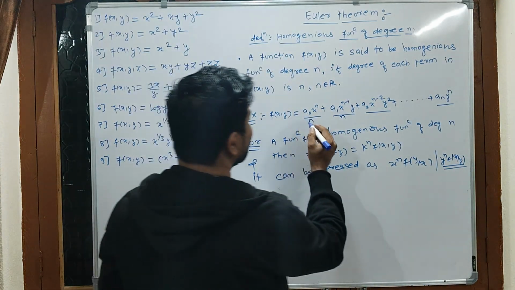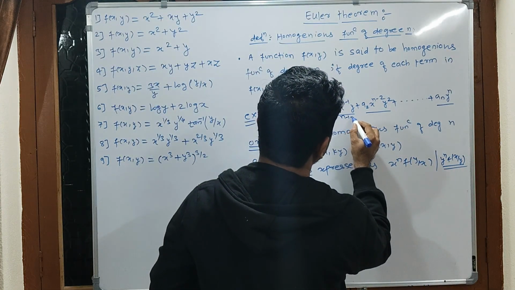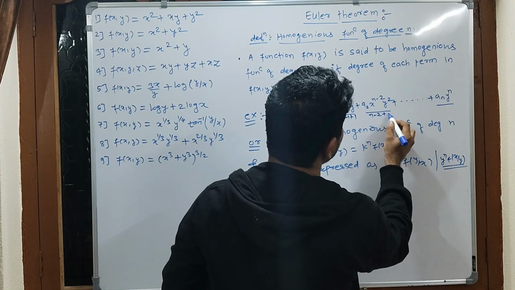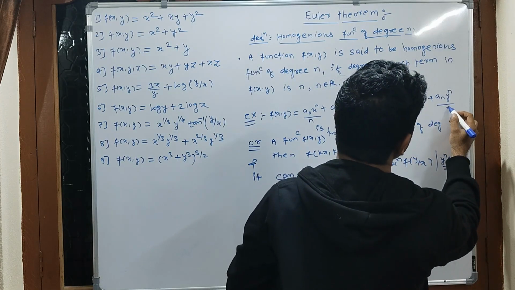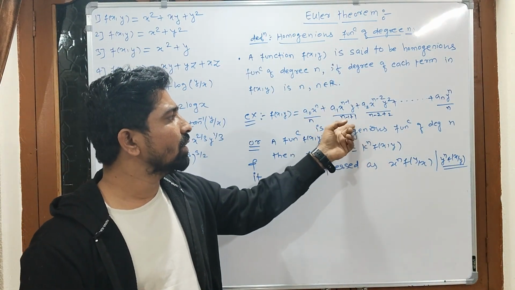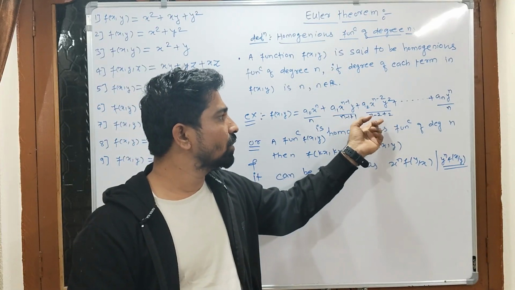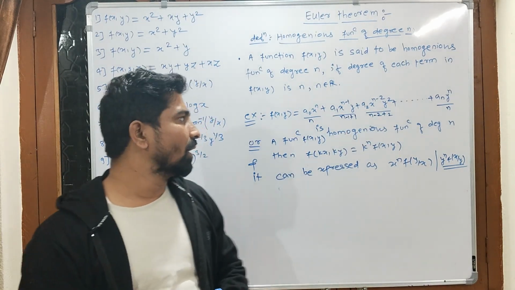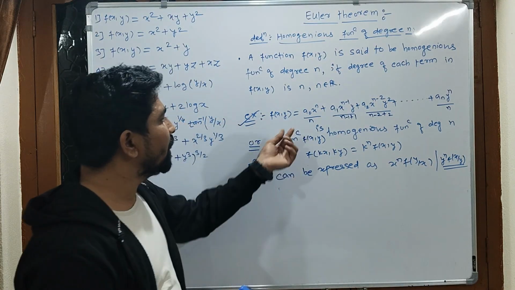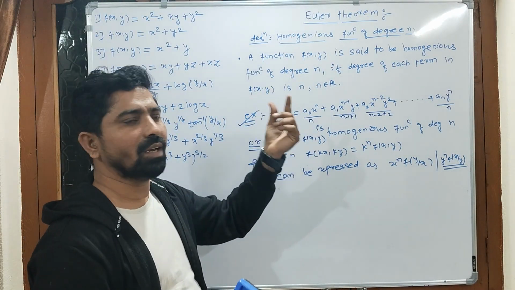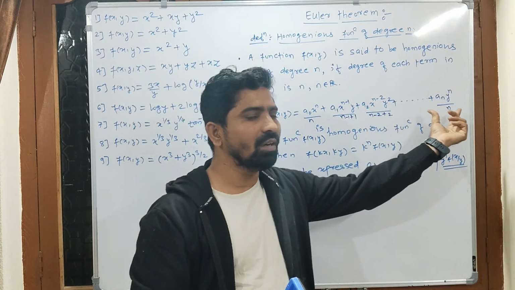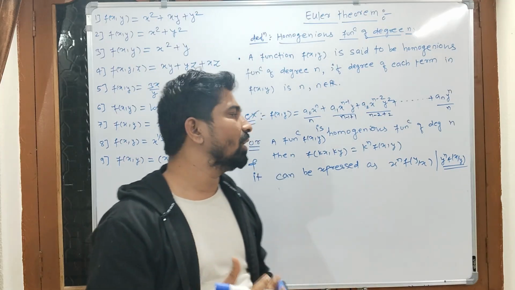So how is this n? This is n minus 1 plus 1, so this is n. This is n minus 2 plus 2, which is n. In the same way, this is n. So the degree of the first term is n, n minus 1 plus 1 again n, n minus 2 plus 2 again n, so the degree of my third term is also n. So this is my homogeneous function of degree n because the degree of each term is n: the degree of the first term is n, the second term is n, the third term is n, and the degree of the nth term is again n.